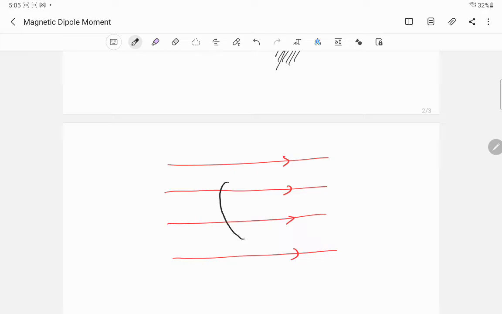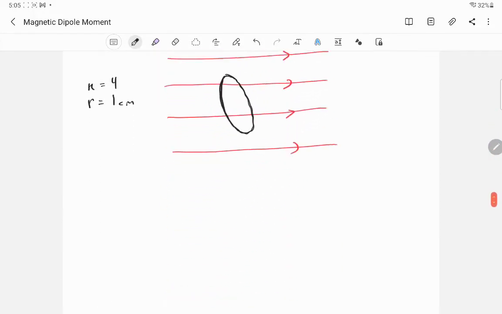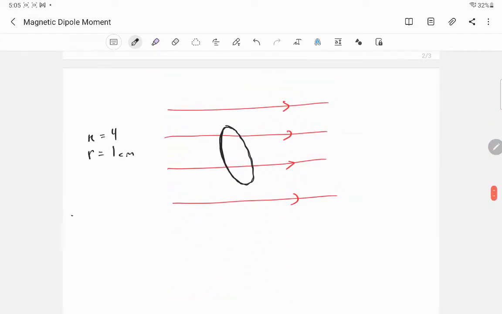I'm going to draw it as a circle, right? And we could say that the number of windings is 4 and the radius is, say, 1 centimeter, something like that, right? So I know I derived everything for rectangles, but the truth is this formula for the magnetic dipole moment works for a flat loop of any shape, including a circle. So the area of this circle is just pi r squared, right?